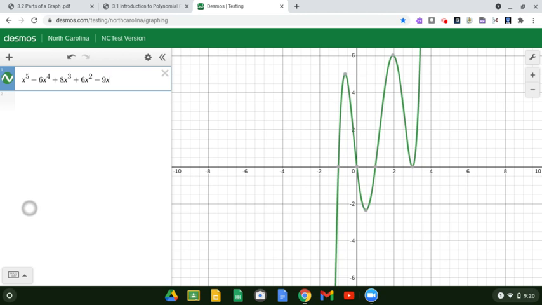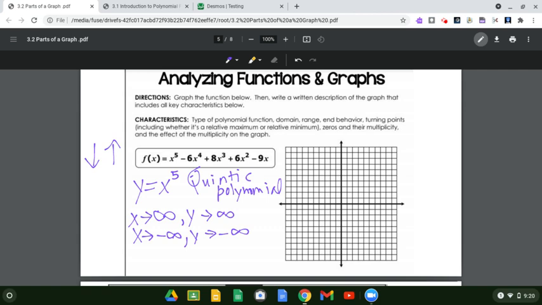Okay, so let's see, again, our end behavior, there's no restrictions. So that means that, again, our domain and range will be all real numbers. So I'm just going to put domain slash range, negative to positive infinity. Okay, let's look now at relative maximums and relative minimums.